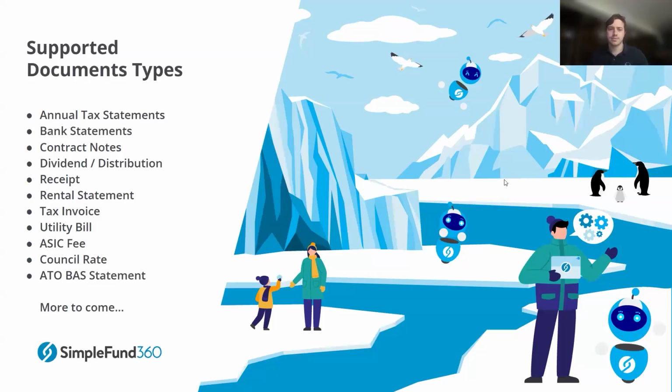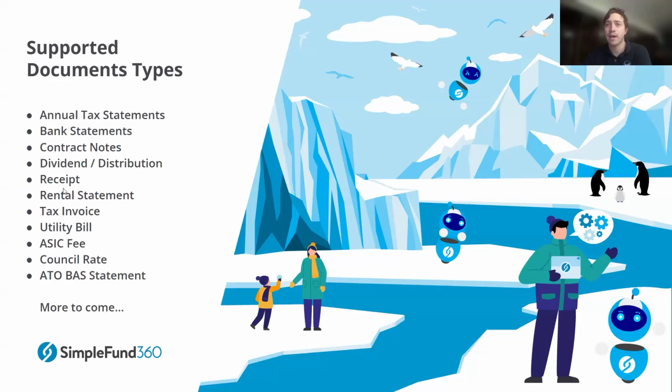So we've trained a couple of our AI models. You can see here on our screen that these are our supported document types. SmartDocs, the AI, is trained to read these document types. So our annual tax statement was our first one. If you're doing our automated tax distributions, that is the AI model you'll be using. Then you have bank statements, contract notes, dividend and distribution statements. These are our most popular ones.